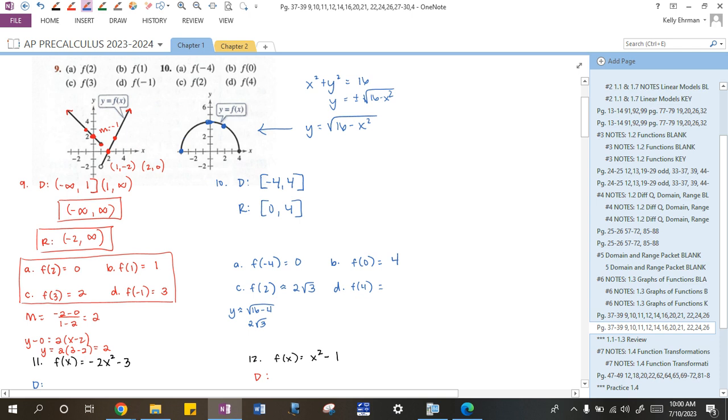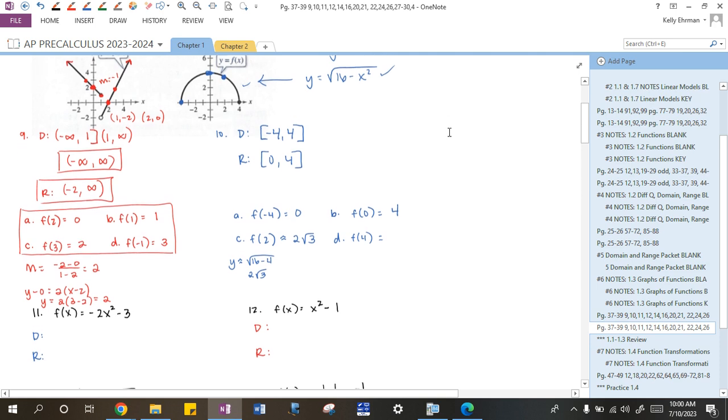So this equation, knowing this graph, is really useful for calculus. If we have to find the area underneath that, we're just finding the area of a half circle. Oh, and I almost forgot about f of 4. That is also 0.